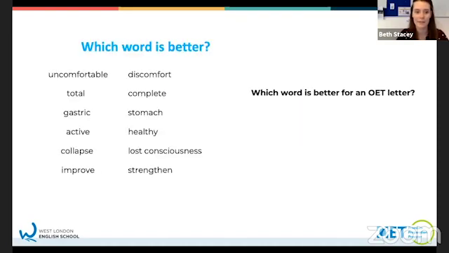Now, I'm going to give you a little bit of time to have a look at the words here. We've got uncomfortable, discomfort, complete, total. And for each line, I want you to think which word is better for an OET letter.